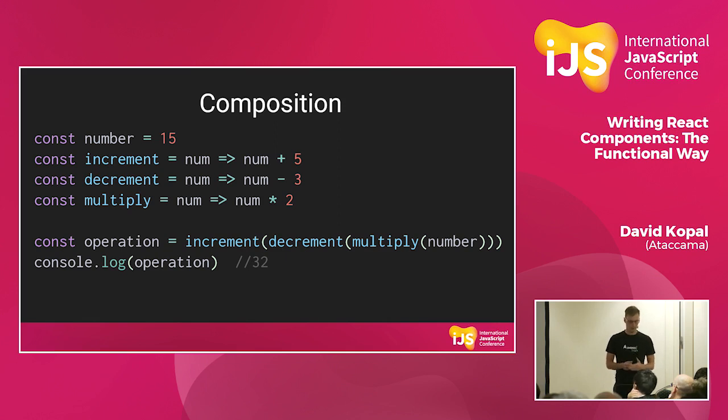Here's a silly example. We have a number and three functions: increment, decrement, multiply. And what we are doing is that we're wrapping them inside each other. So this is so-called compound function. And we pass our number to the last multiply function. So it works pretty easily. We pass the number to multiply, we get multiplied number, pass the result to decrement, we get another number, and pass it to increment, and we get the final result, which is printed as 32.